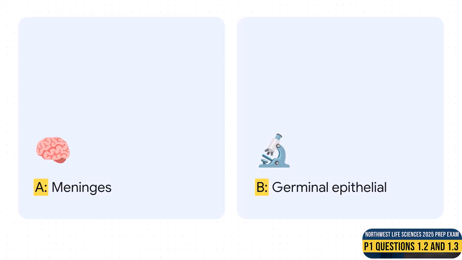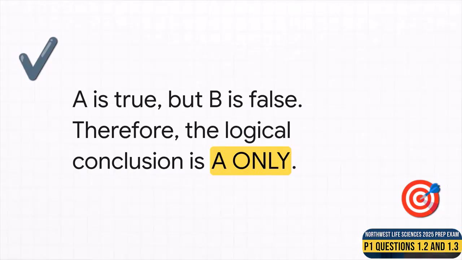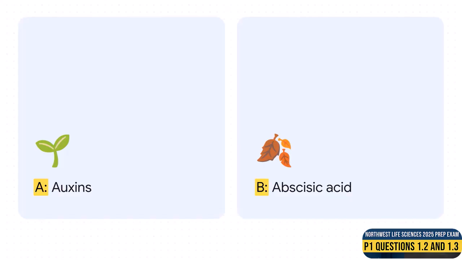Let's apply the system. The description is the protective membranes that cover the brain and the spinal cord. Okay, let's look at option A, meninges. Is that a correct description for meninges? Yes, it absolutely is. True. Now for option B, germinal epithelial. Does that fit the description? No way. That's related to the formation of gametes. It has nothing to do with protecting the brain, so that one's false. So here's the crucial point. A is true, B is false. Therefore, our logical conclusion has to be A only. See? By breaking it down, we avoid all the confusion and get straight to the correct answer. No guesswork needed.